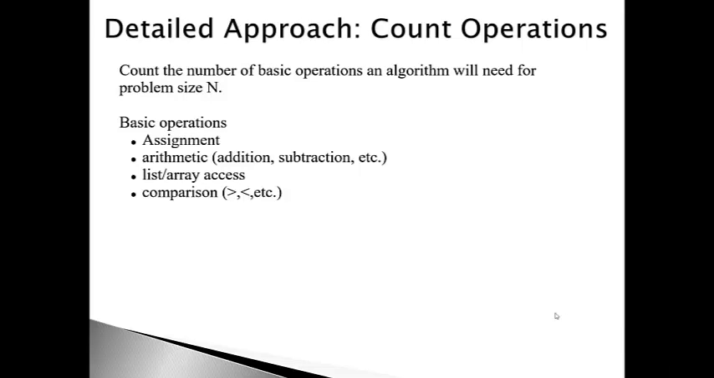Okay, so one way that we can figure out how much time an algorithm would take is to actually count the operations that are done within an algorithm. So we count the number of basic operations. What we mean by basic operations are assignment operations, arithmetic operations, for instance addition, subtraction, list or array access, where we say array at i, comparisons, and so forth.